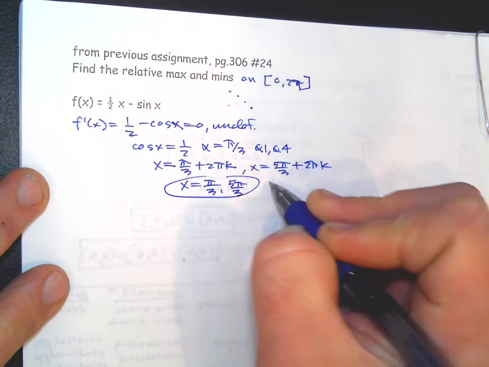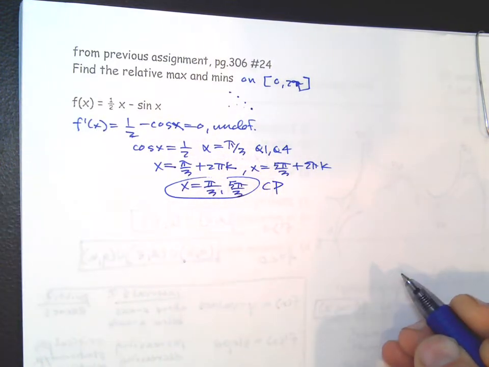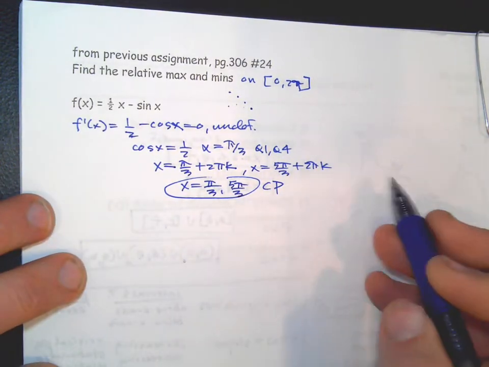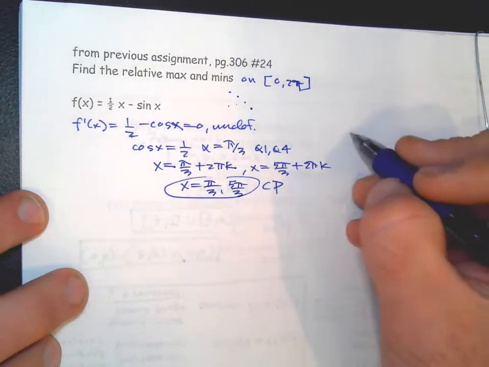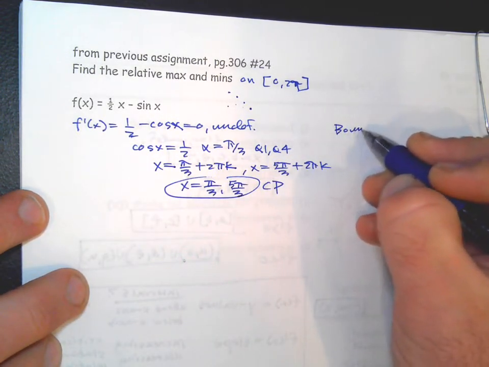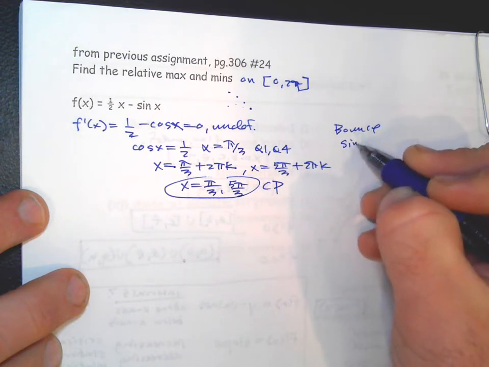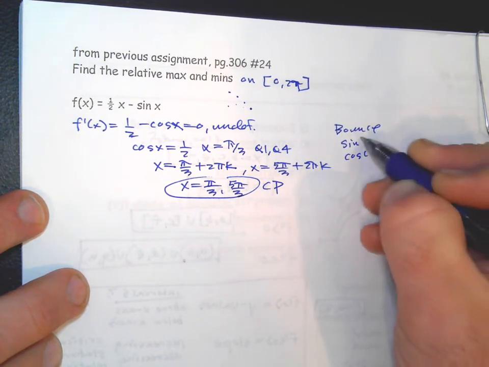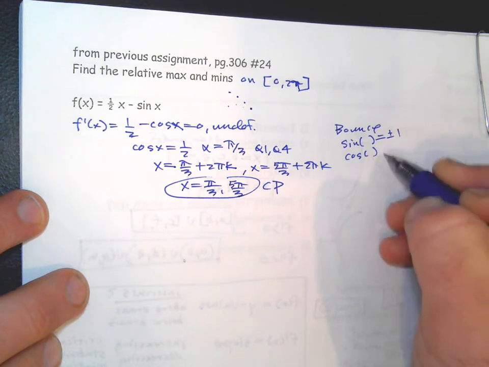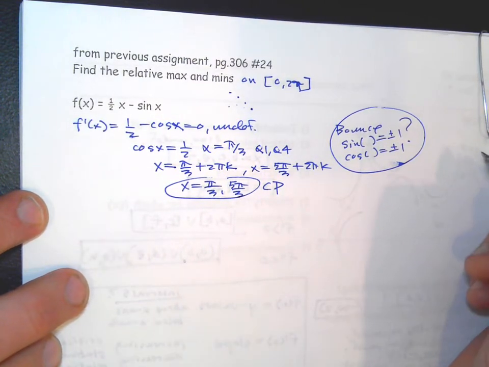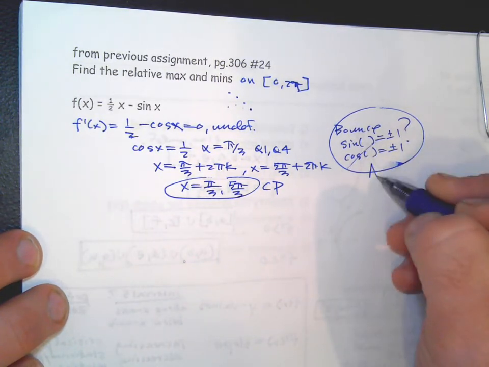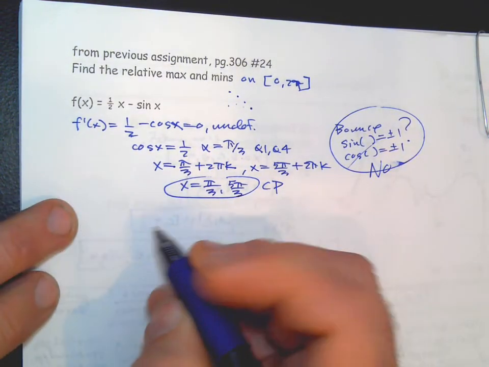These are your critical points. Does it bounce off the graph? Is it that issue? Because when we do a line check, remember, the balance issue for sine and cosine is when you have sine or cosine of something equal to plus or minus 1. So do we have the balance? Nope. Not this time. But watch out for it.